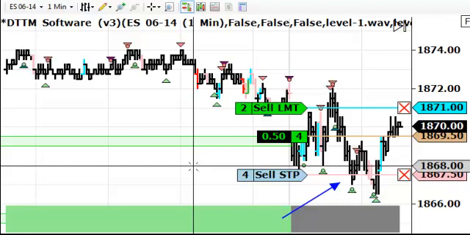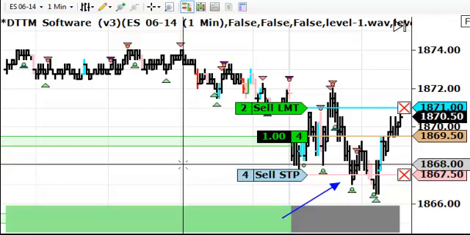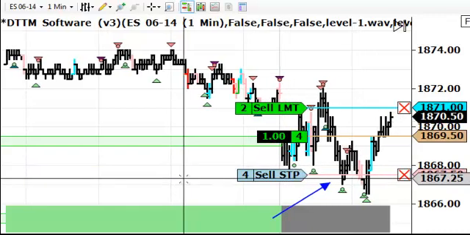So I think perhaps what I'll do here, just so the video doesn't get too long, unless it just moves up here very quickly. Okay, well, it's moving up. That's good. Might have to put the video on pause here in a moment. Hopefully we'll get filled here in just a minute and be able to make an adjustment on this stop. Okay, so it's hit our first objective of a point and a half.